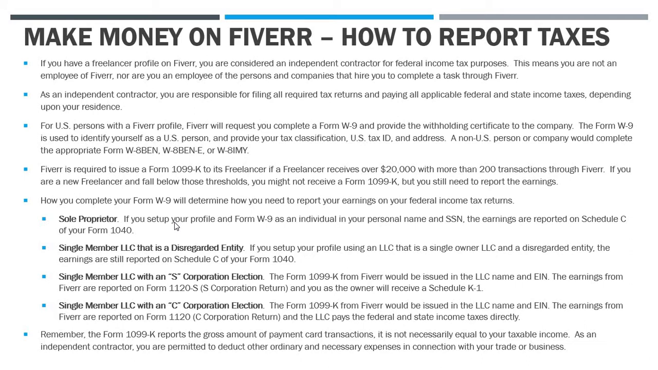Well, how you report your income and your expenses for your taxes is really going to depend on how you set up your profile and how you completed that W-9. So the most basic profile setup is just a sole proprietorship. So if you set up your profile in your name as an individual and you use your social security number, the earnings are just attributed to you personally, directly as a sole proprietor. You report all these earnings on Schedule C of your Form 1040, right? It's very, very basic reporting.